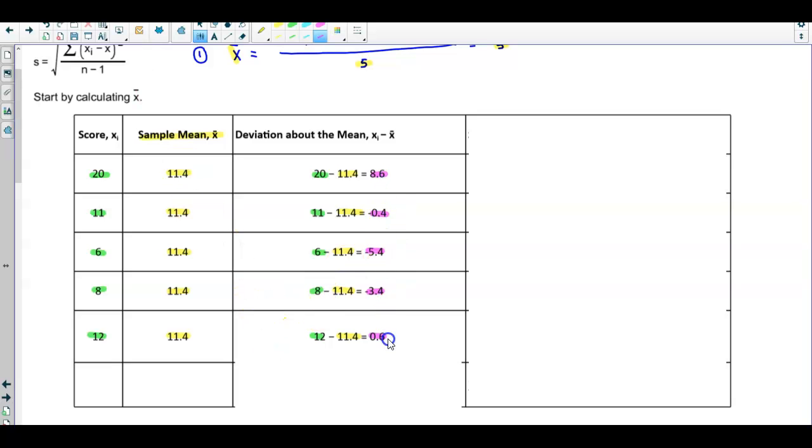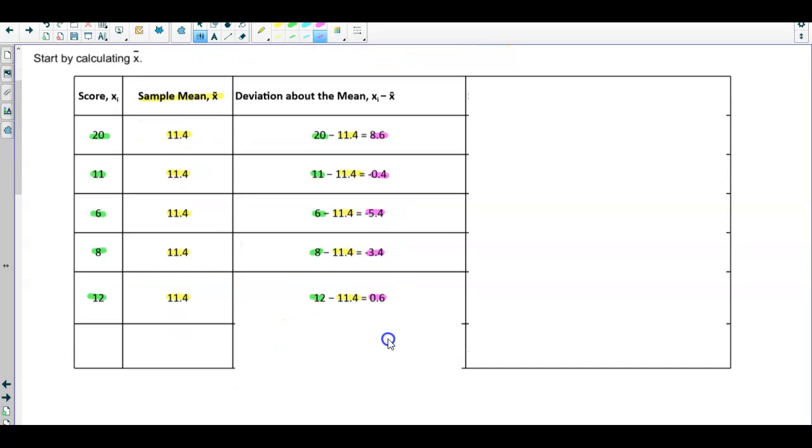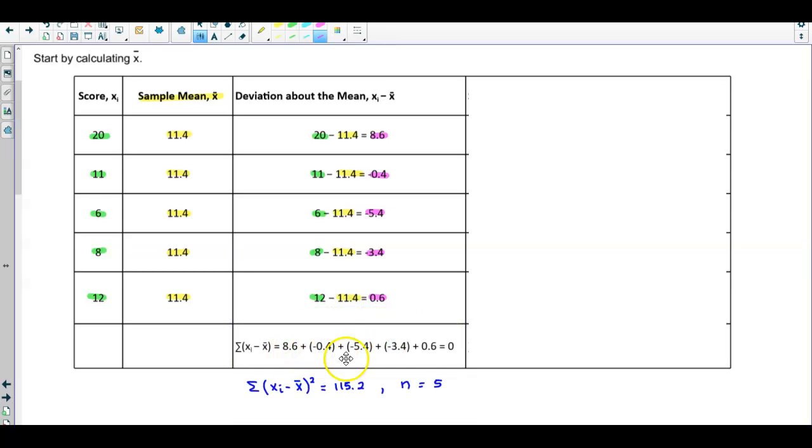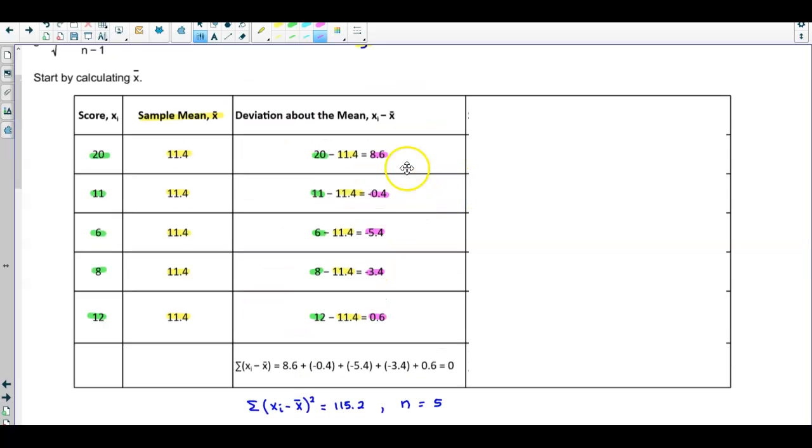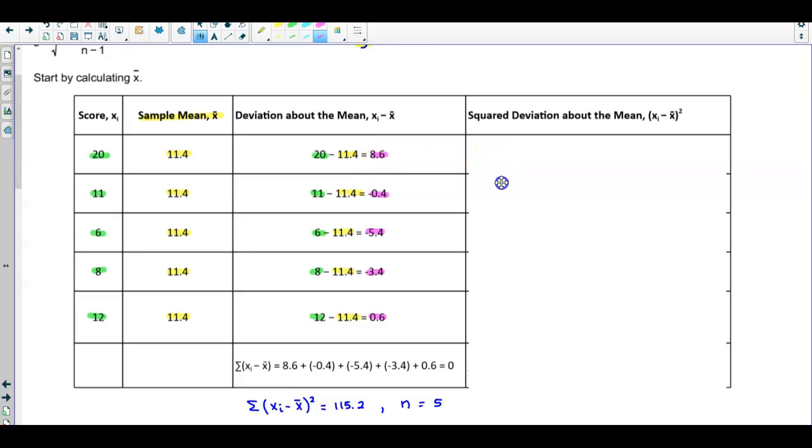Now when we add these all up, we should get 0 or close to 0. We're not going to get exactly 0, but it should be close to 0 when we add up all the deviations. But we don't really need this number, we're just showing that this is what happens. What we're more concerned about is what to do with the deviation. We need to take the deviation and square it.